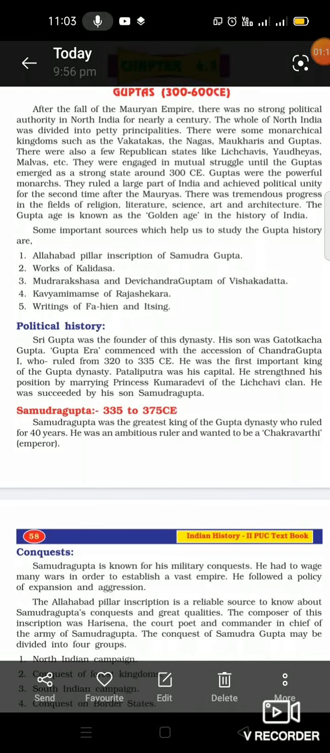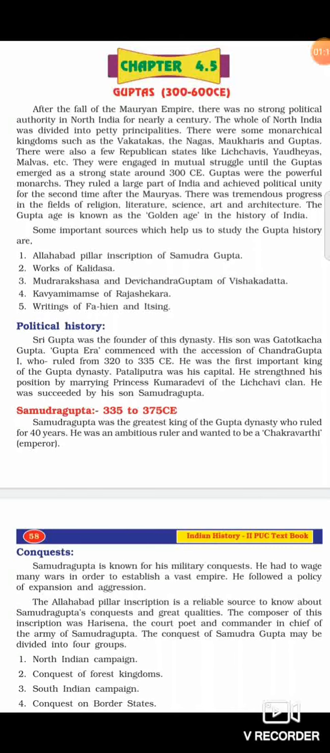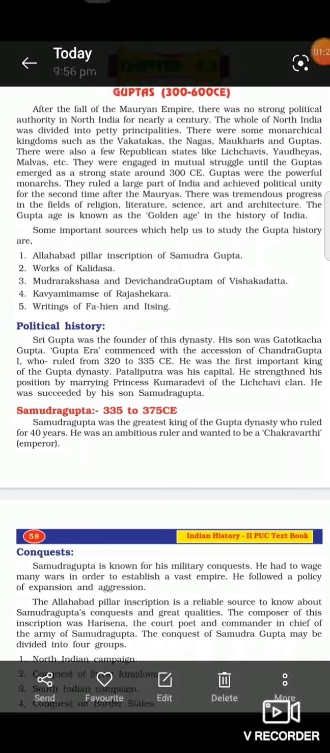The Guptas were powerful monarchs. They ruled a large part of India and achieved political unity for the second time after the Mauryas. There was tremendous progress in the fields of religion, literature, science, art, and architecture. The Gupta age is known as the Golden Age in the history of India.